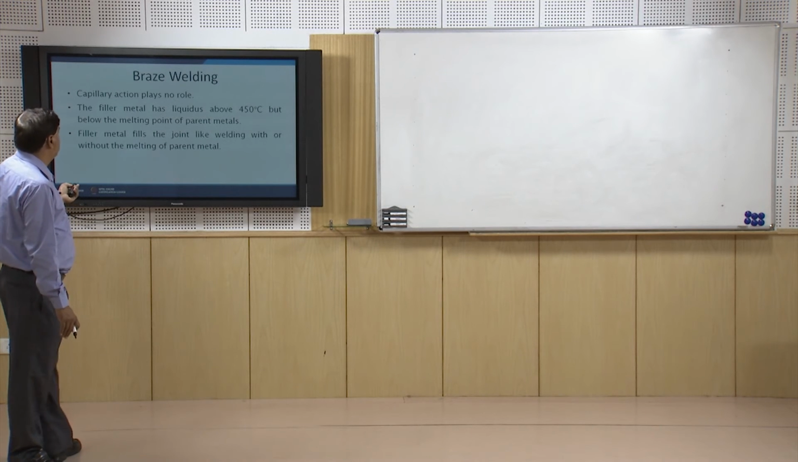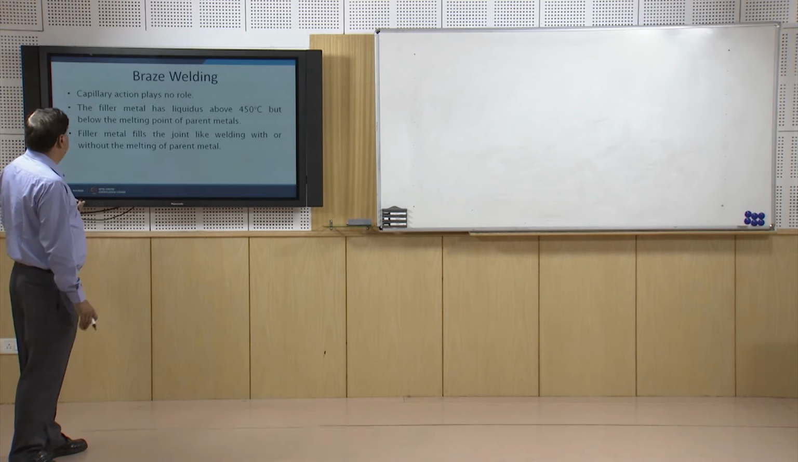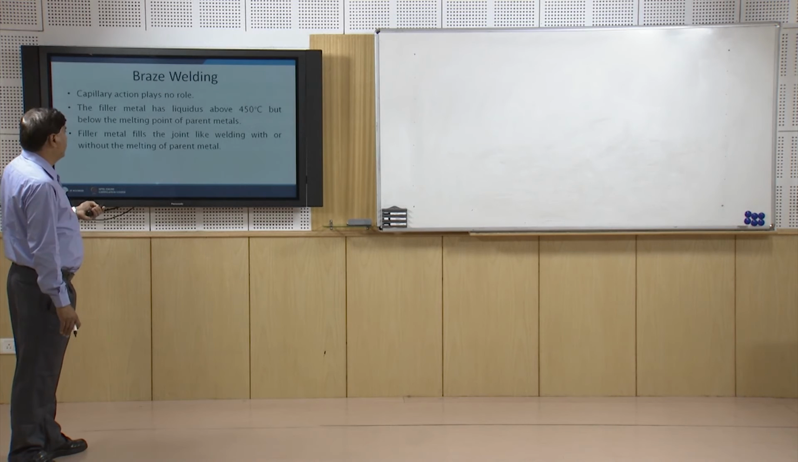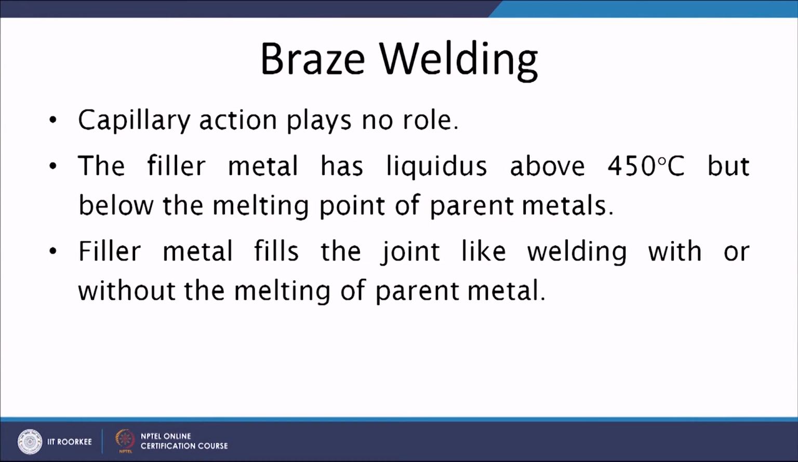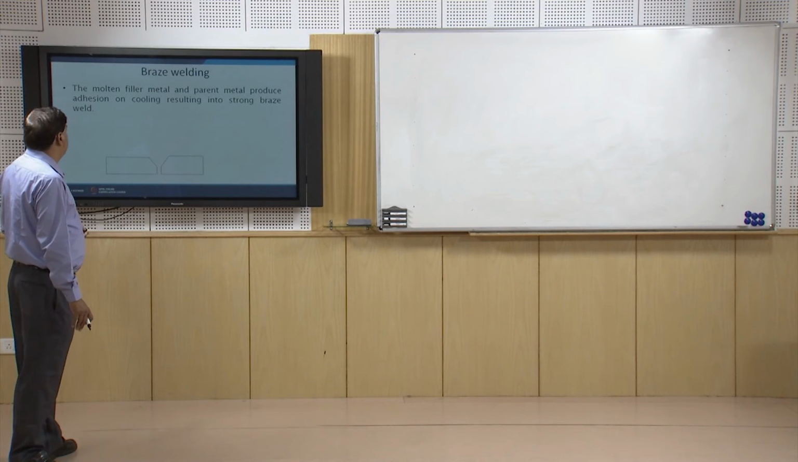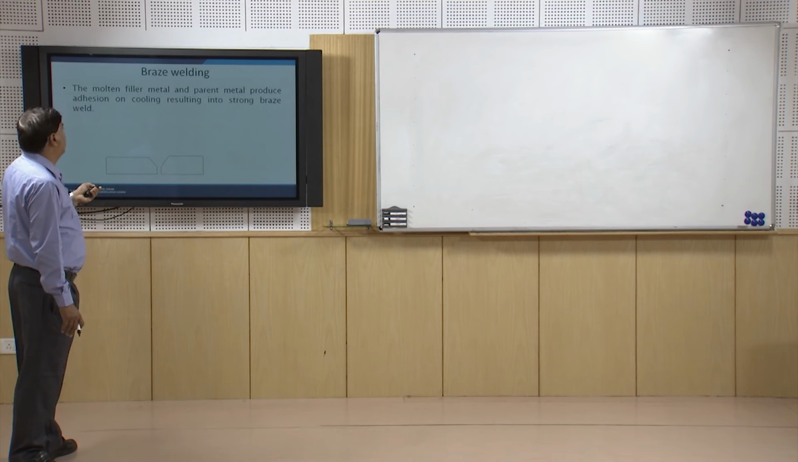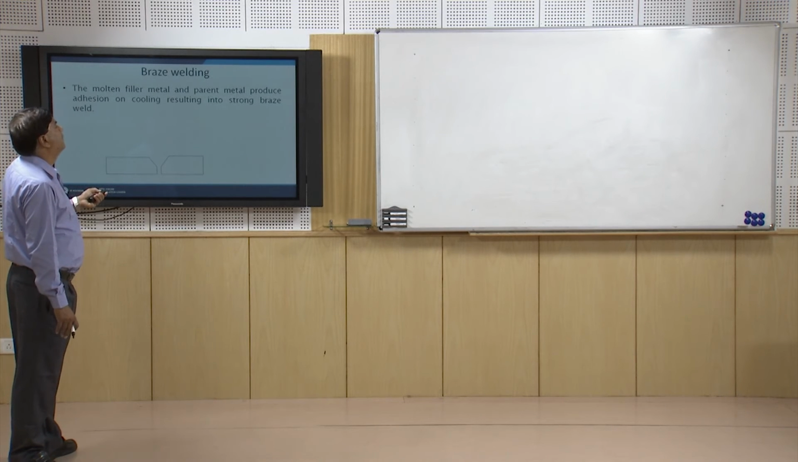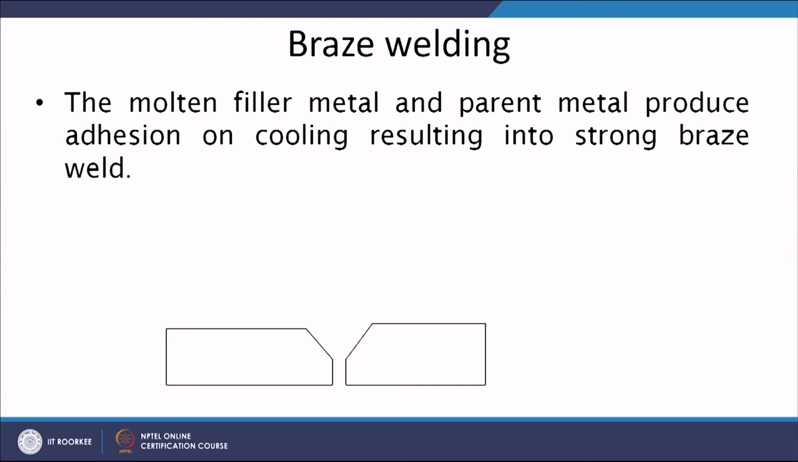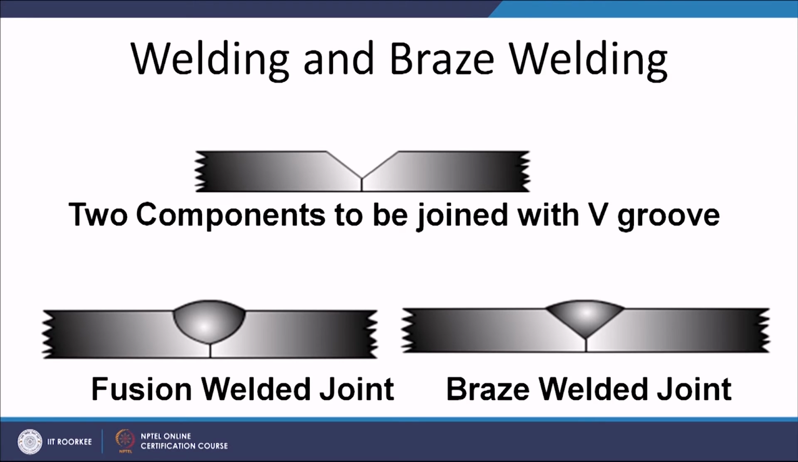So, this is what we will see, the further details related to braze welding. Capillary action does not play any role, and the filler metal has a liquidus above 450, but below the melting point of the base metals, and the filler metal fills the joint like welding with or without melting of the fin surfaces. So, melting of the fin surfaces hardly takes place, and the molten filler metal and the parent metal produce the joint by adhesion on cooling, resulting in a strong braze weld. This is what I have explained.